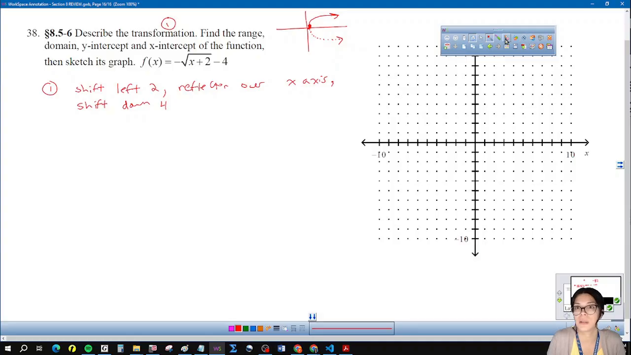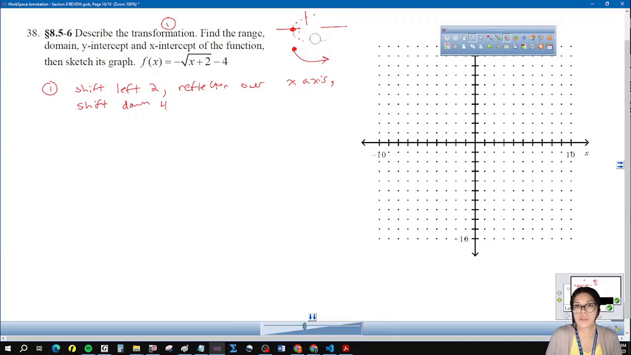And we shifted. It moved to the left and down. So it's to the left 2 and down 4. But then the reflection happens. So we do the shift first, shift it left 2, then the reflection, so now it's down and to the right, and then it's shifting down 4. So it's going to be at -2, -4, and it's going to be down and to the right.